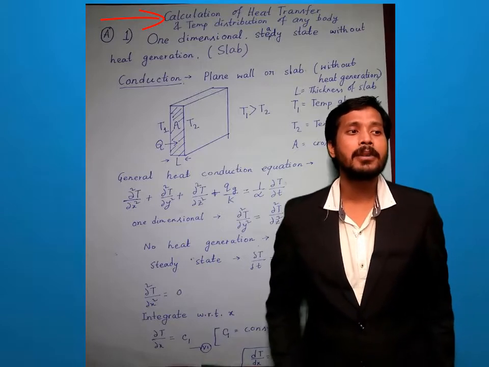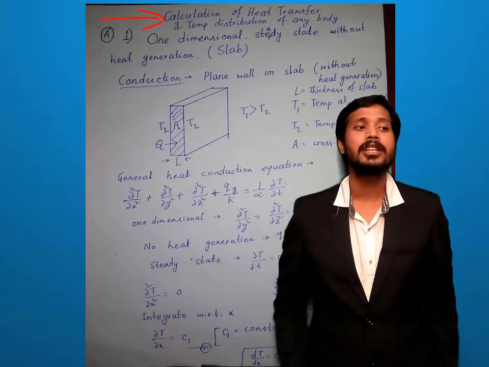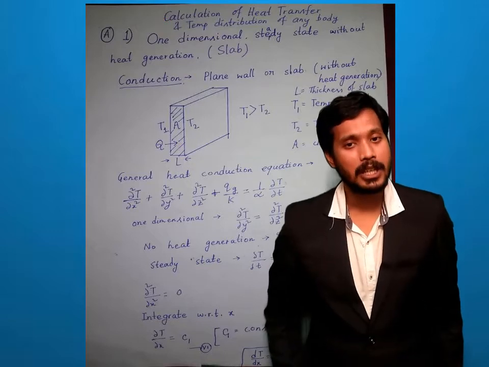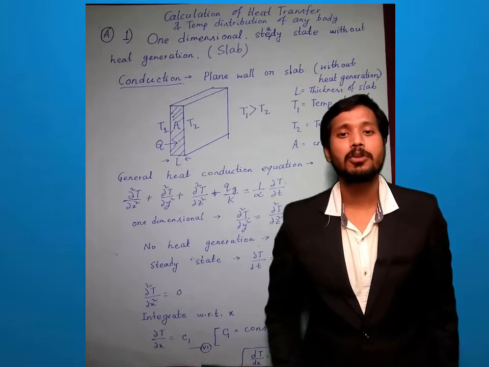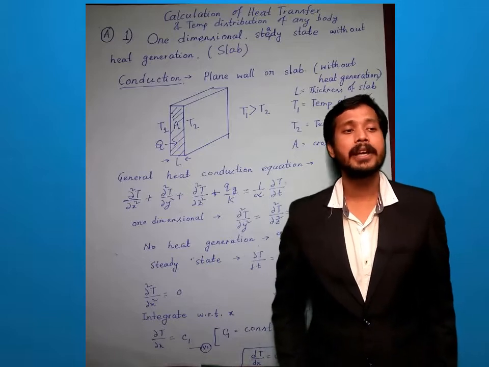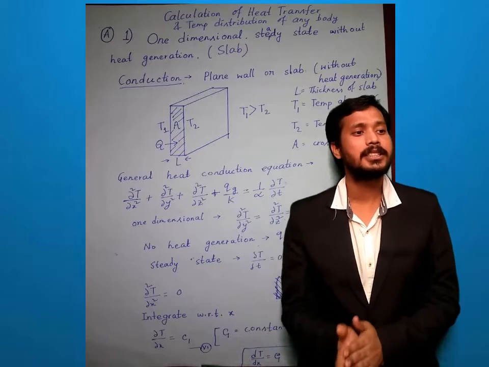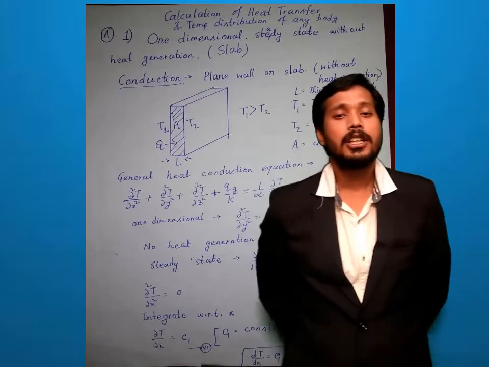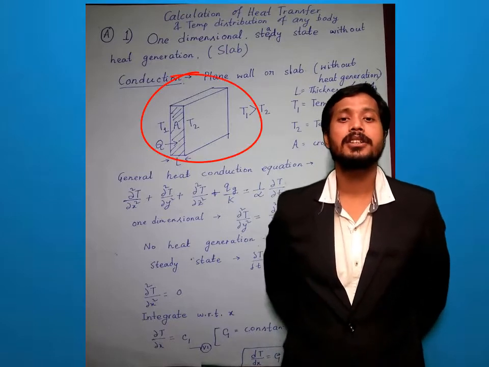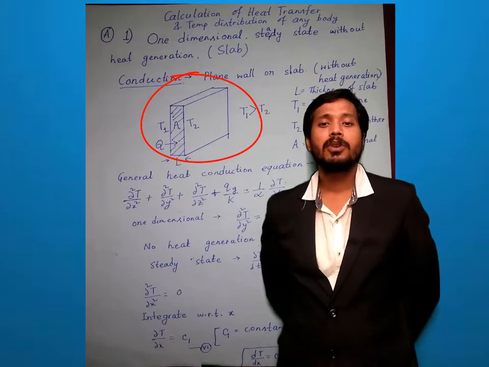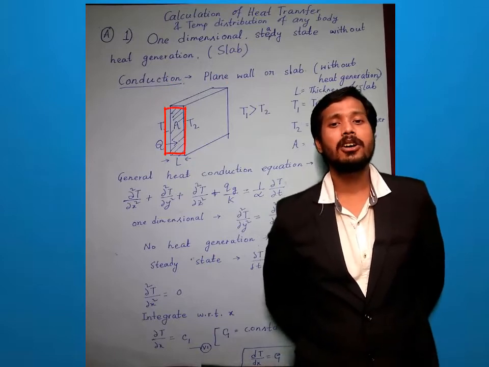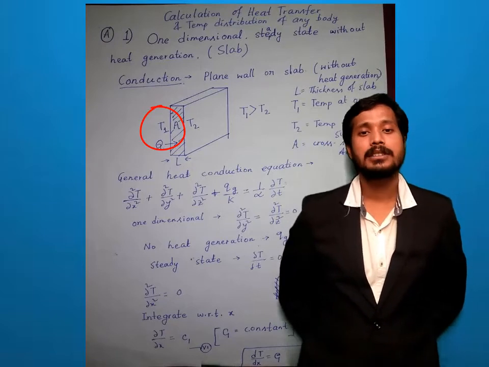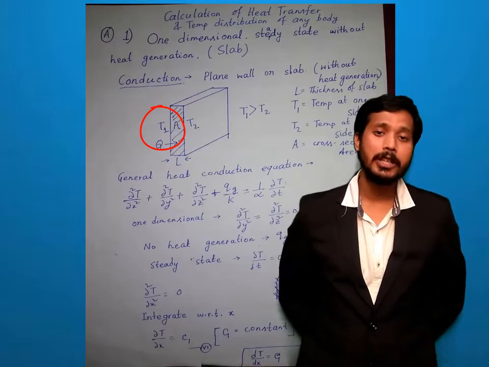See, one-dimensional steady state without heat generation through a slab. Tell me, the mode of heat transfer will be conduction. Yes, very good. Why? Because the medium is solid, it is a plain wall or slab, and there is no heat generation. So first you have to draw the picture. Now look at the picture. Here I have drawn one slab, a wall of thickness L. On one side of the slab wall the temperature is T1.